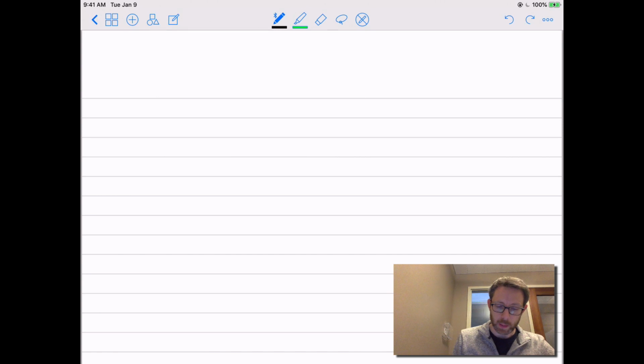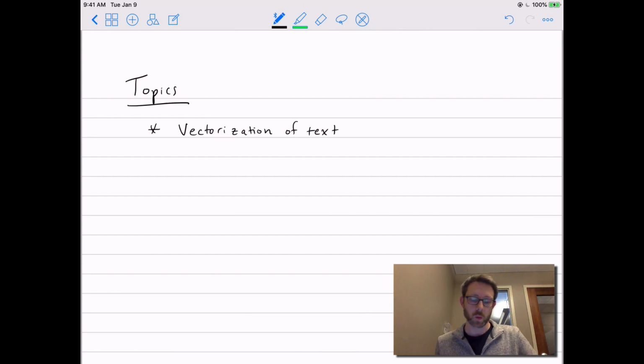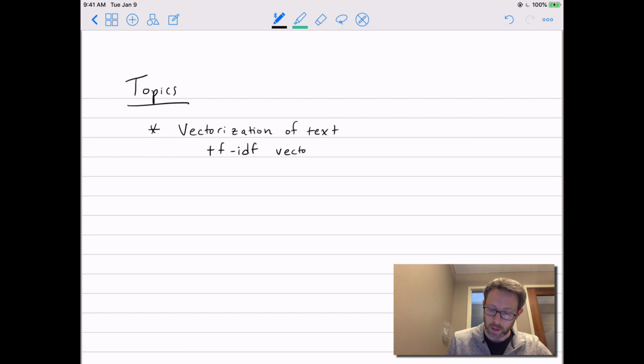Just to recap, the topics here are going to be vectorization of text. What that means is that we are taking a string and we are going to return a numerical vector that somehow represents that string. In particular, Tf-Idf vectorization. There are many ways to vectorize text, but Tf-Idf is a classic way. It often works well. It's good to know about.